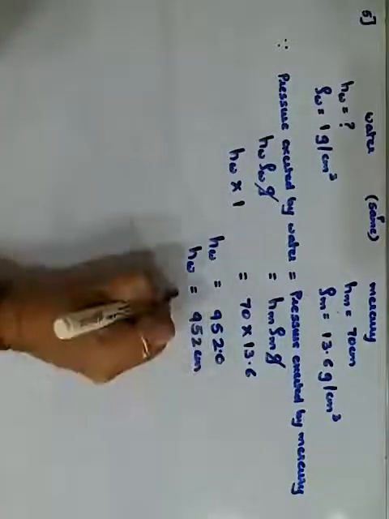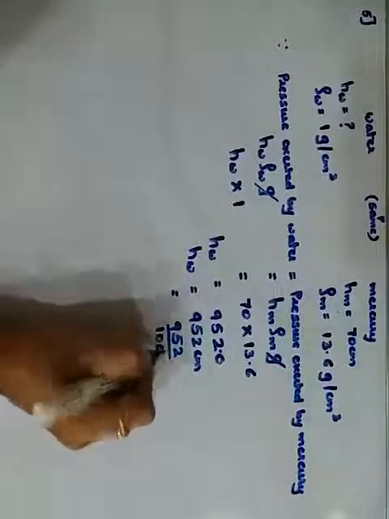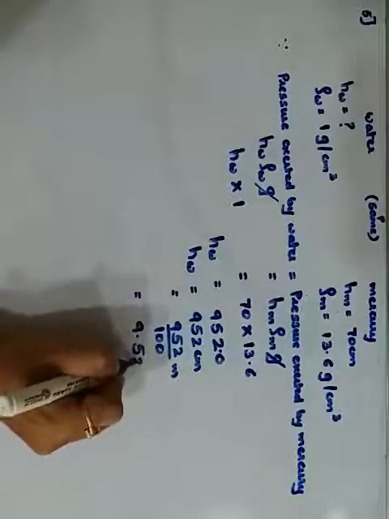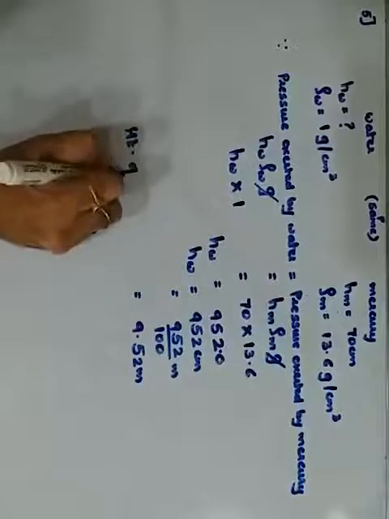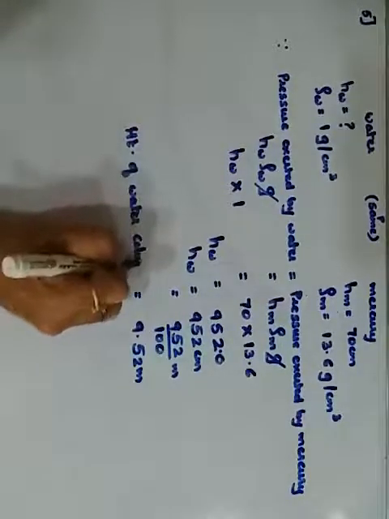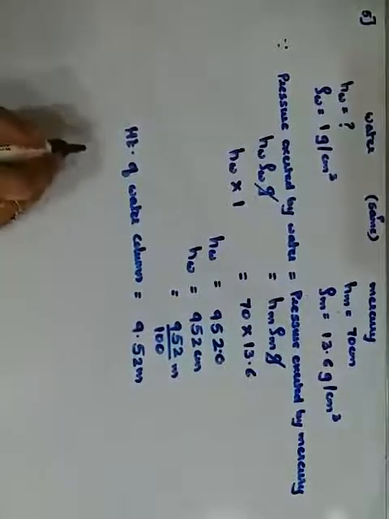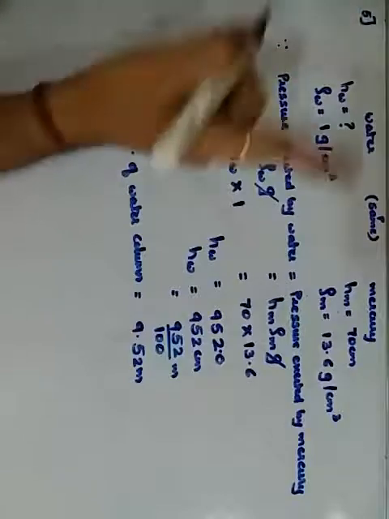To give your answer in meters, 952 is divided by 100, which becomes 9.52 meters. Therefore I can say that the height of the water column is 9.52 meters. The second part they have asked you: will the height of the water column in part A change if the cross section area is changed?